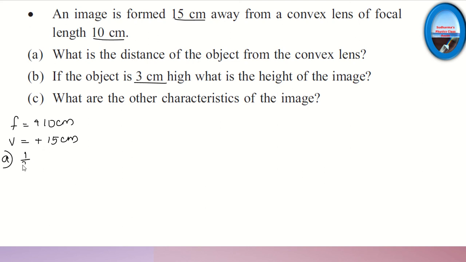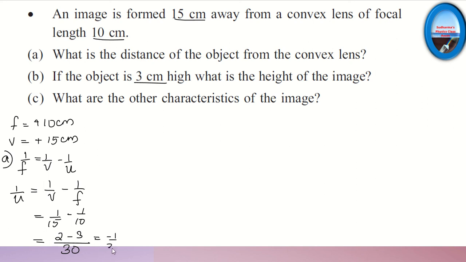So we have lens formula 1 by F is equal to 1 by V minus 1 by U. So for object distance, I'm taking that U to the left side. So 1 by U is equal to 1 by V minus 1 by F. So 1 by 15 minus 1 by 10. So we can take 30 as the LCM. 2 minus 3. So this is going to be minus 1 by 30. 1 by U is minus 1 by 30, or U is equal to minus 30 centimeter. As I said, we will be getting the value with proper sign.